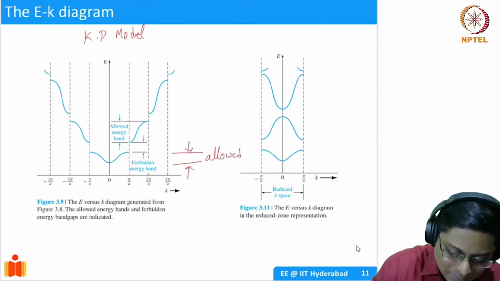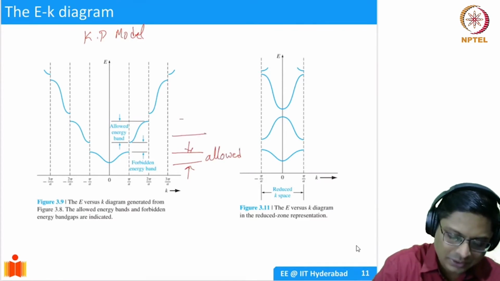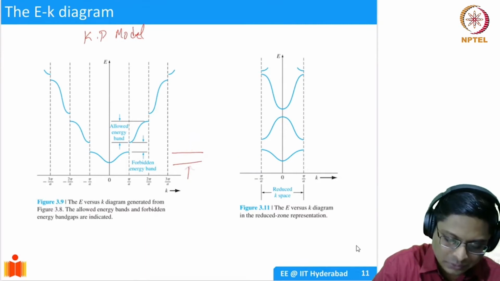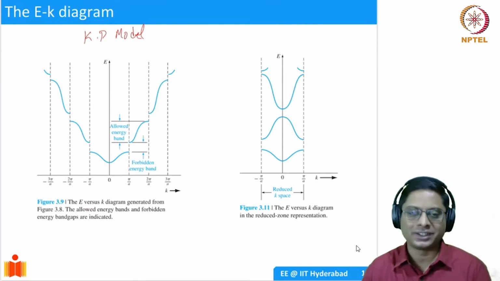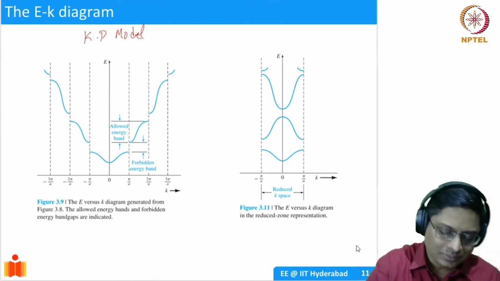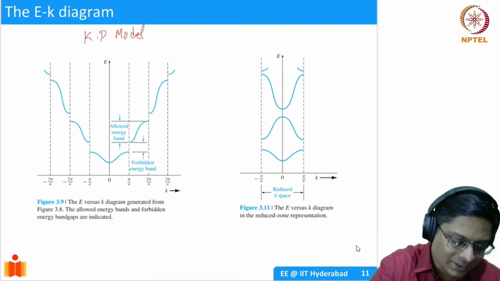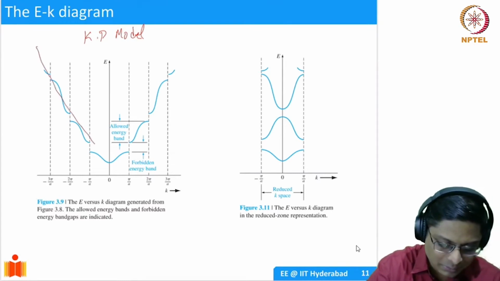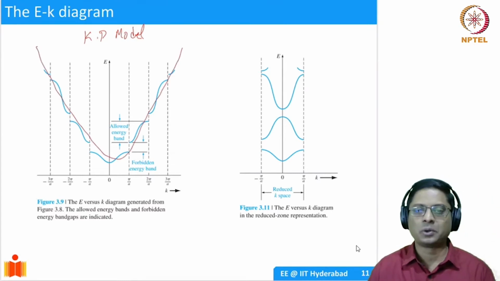Again, there's a gap. Again, there will be n levels which are allowed. So if you plot the energy versus K relation for this Kronig-Penney model, you'll start seeing that it behaves in a similar way to the traditional parabolic dispersion. That sort of a shape is there overall.